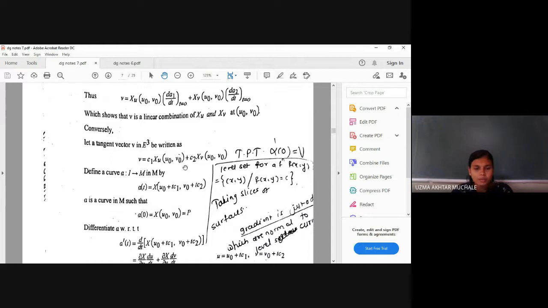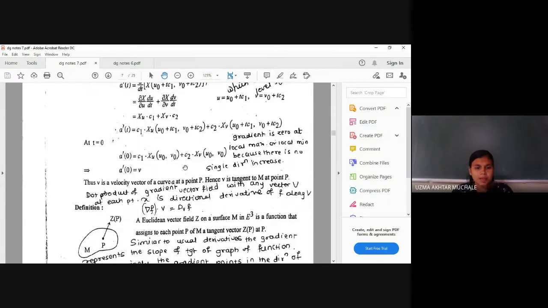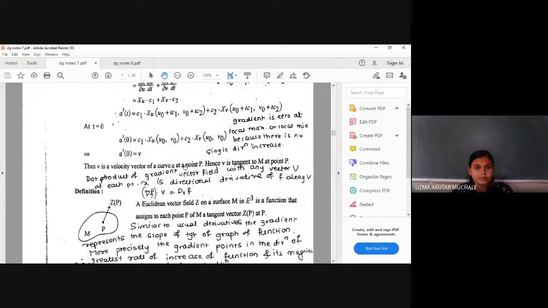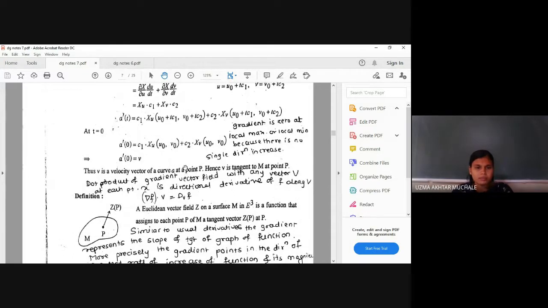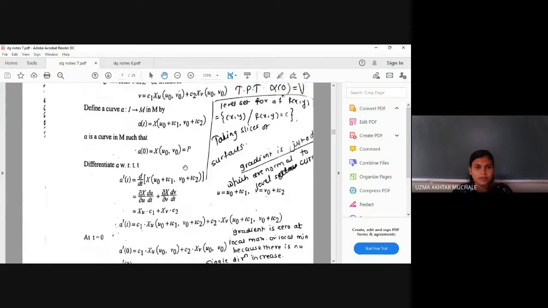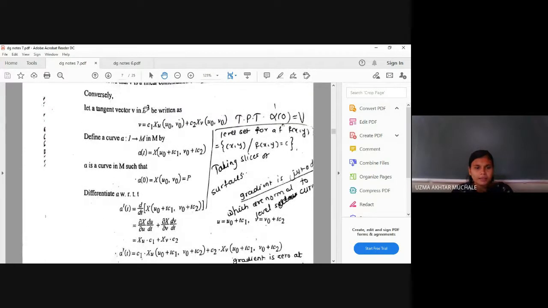So what we have to prove now, in the second part, is that v is a tangent vector to the surface M. In the second part, we have assumed that v is a tangent vector to E3, and it is written as v = c1 xu + c2 xv. That means v is a tangent vector written as a linear combination of xu and xv, where c1, c2 are some constants.